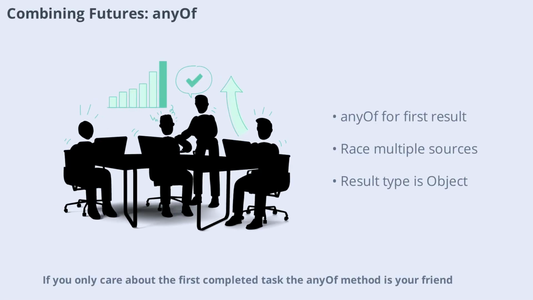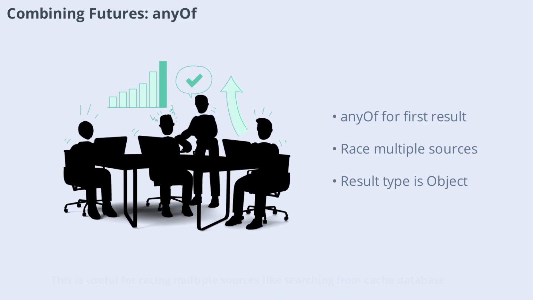If you only care about the first completed task, the anyOf method is your friend. It returns a CompletableFuture that completes as soon as any of the supplied futures finish. This is useful for racing multiple sources, like searching from cache, database, or an API, and using whichever result arrives first. Remember, the result type is Object, so you'll need to cast it as needed.